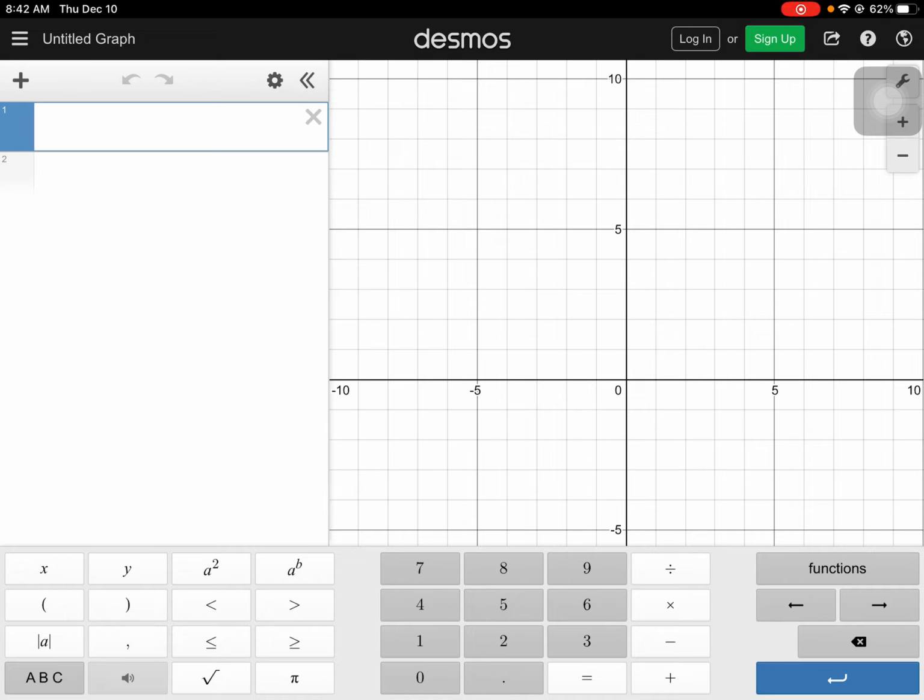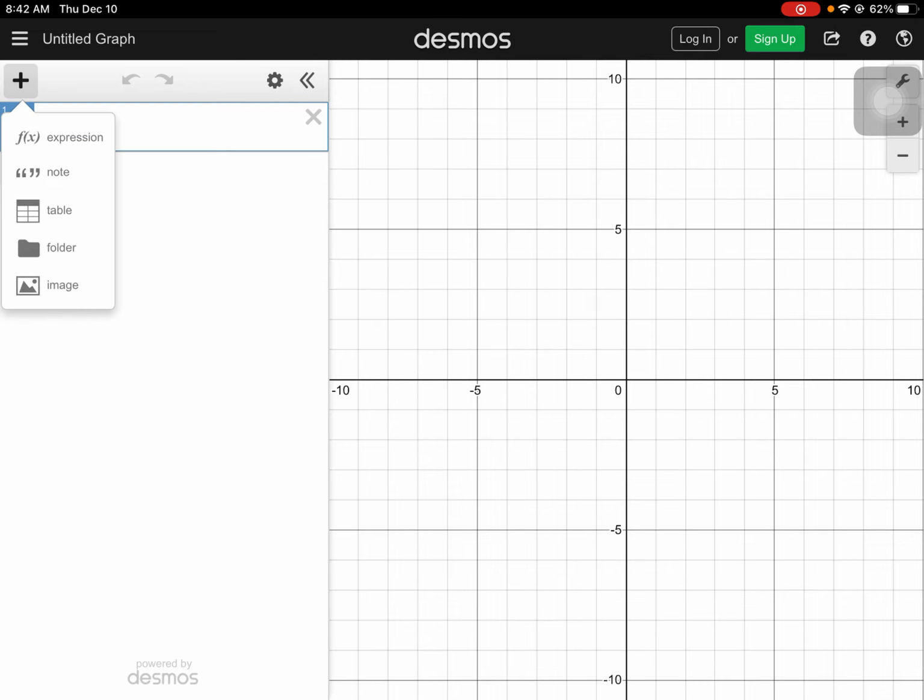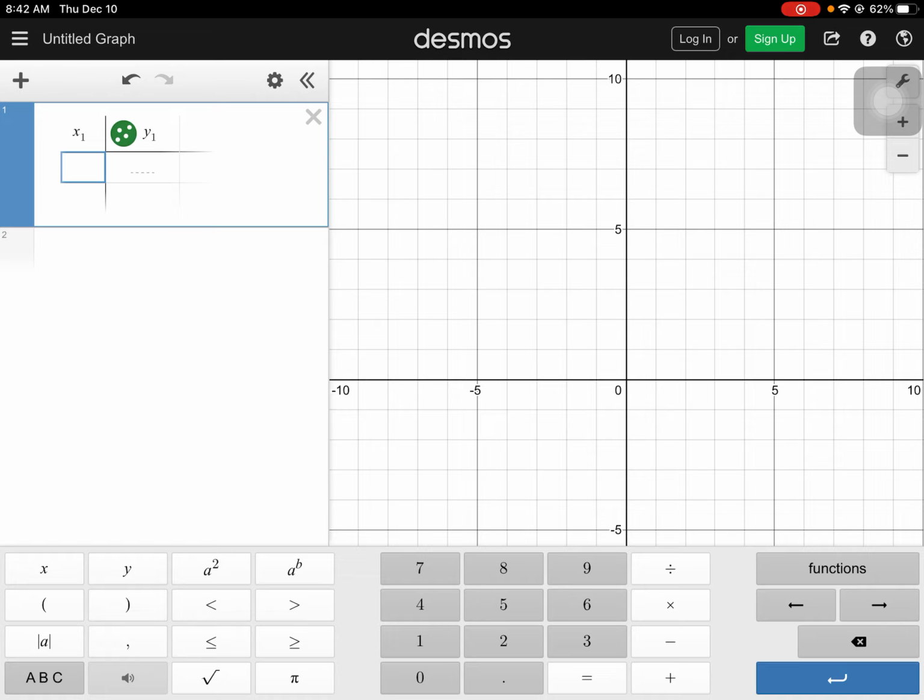Either one will bring you to a page that looks like this. So what we're going to do to make a line of best fit or a linear regression is click the plus sign. As soon as you click that plus sign, we need to have a table. So we're going to open up this table. In this table, we're going to put all of the McDonald's data here.